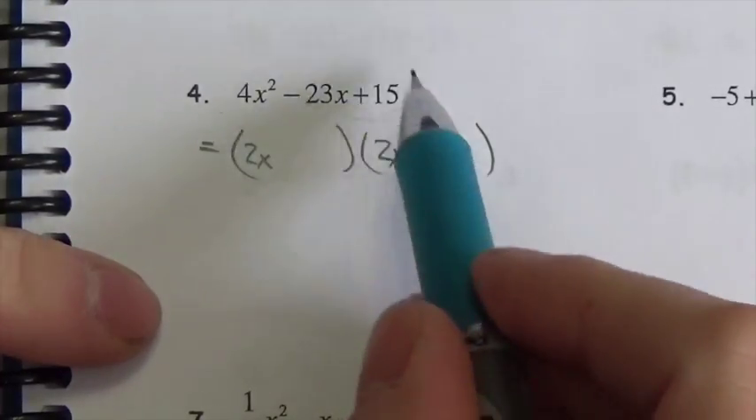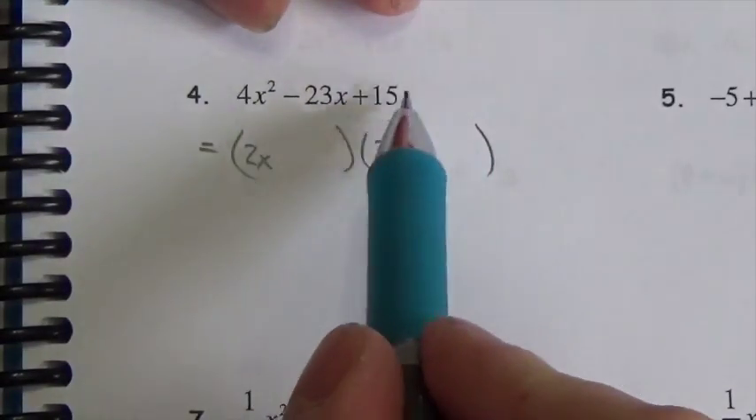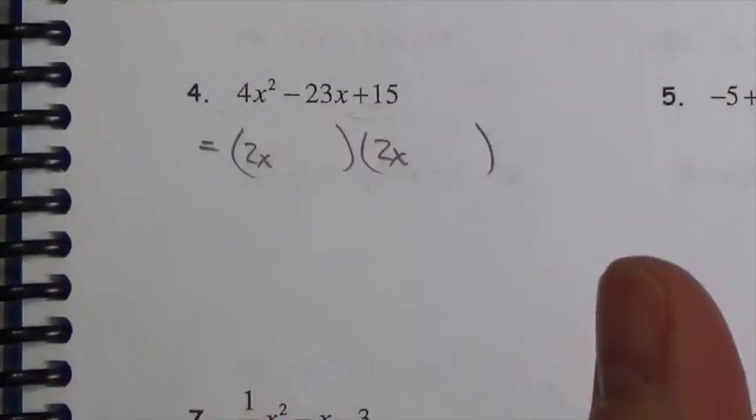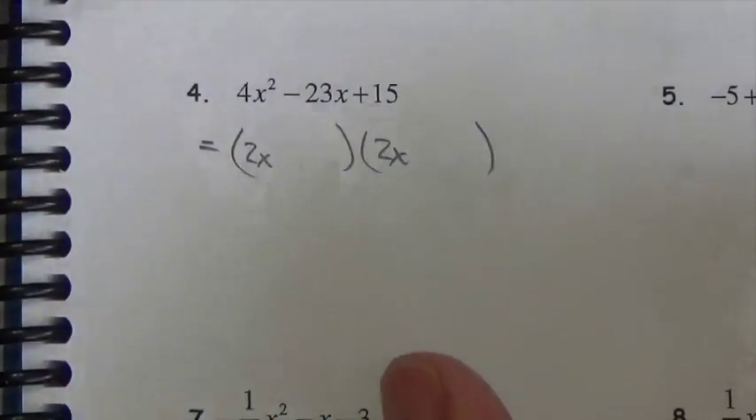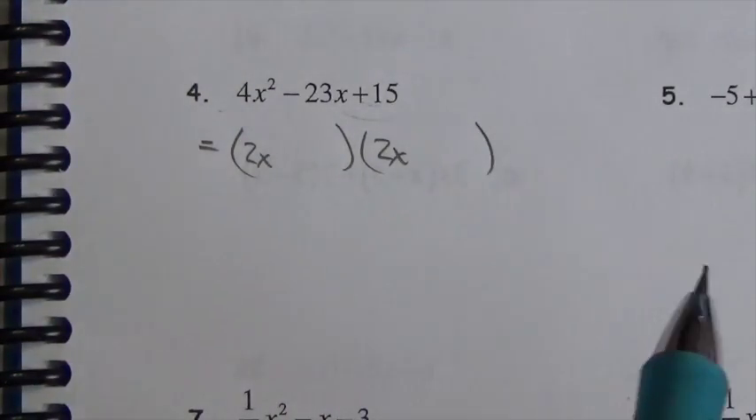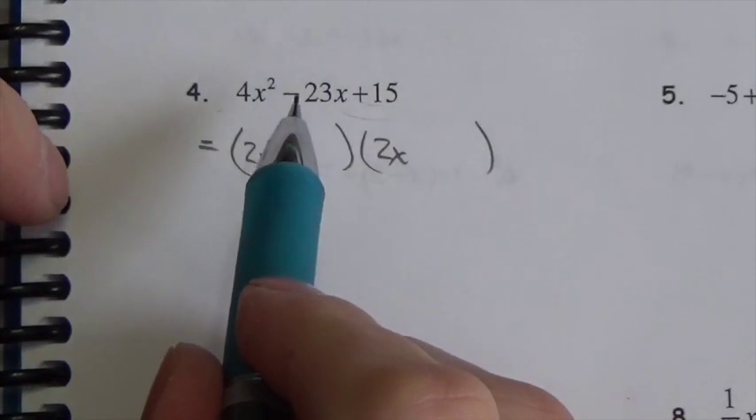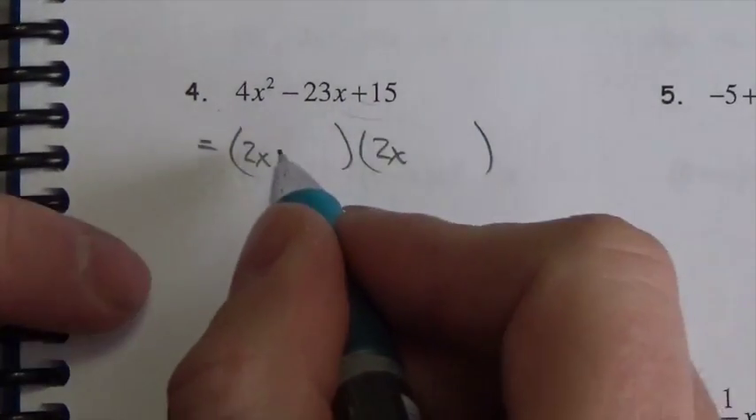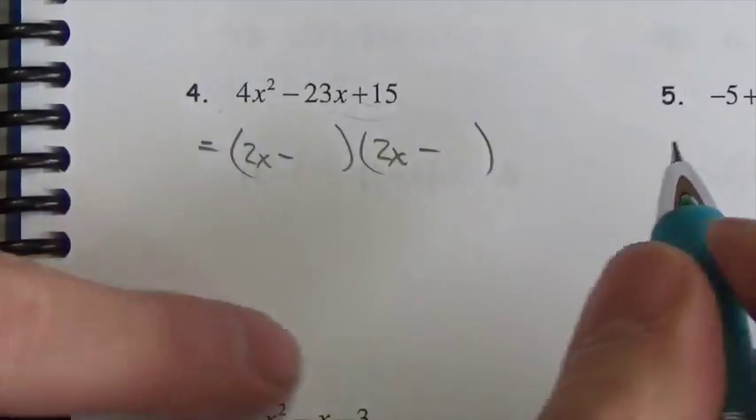And now 15. Now, bear in mind that 15 is positive here. This final product is positive, meaning that my two values here, whatever I plug in here, whatever I multiply together, have got to be the same sign, either both positive or both negative. Because this middle term is negative, they must both be negative. That's the only way I'm going to be able to introduce that negative in there.